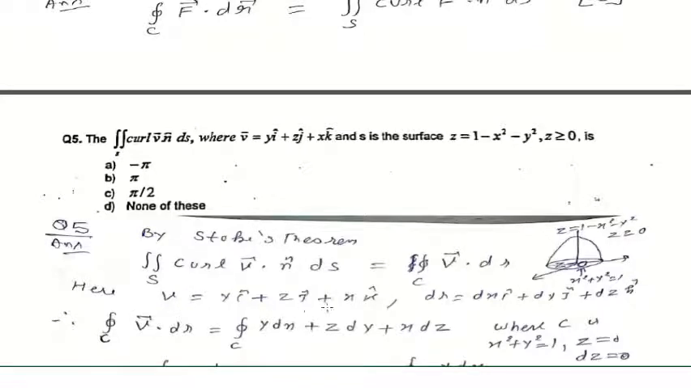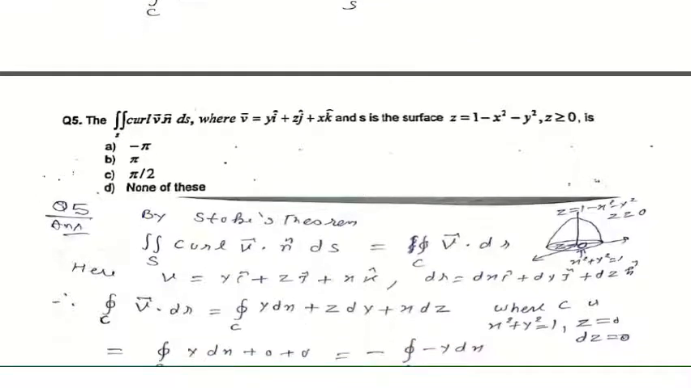So here the value of V is this and the value of dr is this. So V dot dr becomes z dx plus x dy plus y dz. In Stokes theorem, C is what? The bounding curve, this curve. What is the equation of this curve? x square plus y square is equal to 1 and z is equal to 0. So substitute z equal to 0 here and dz equal to 0 here. So we are left with y dx.